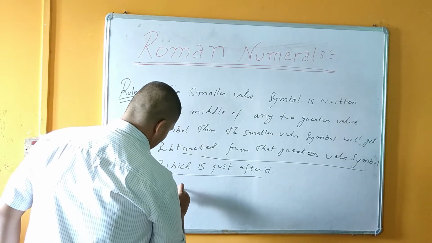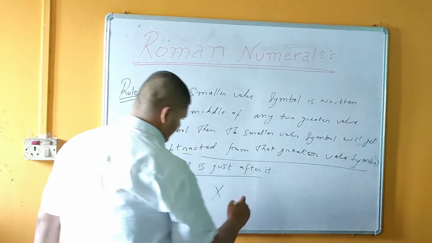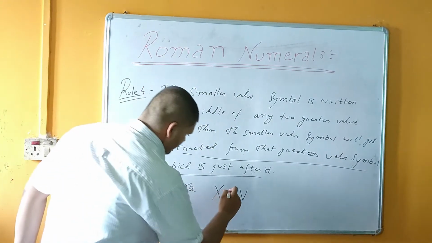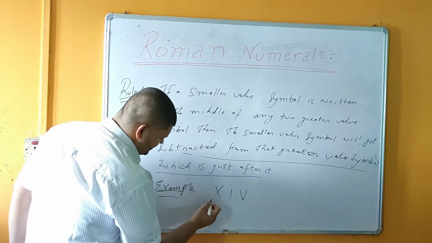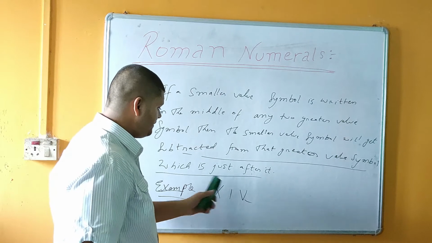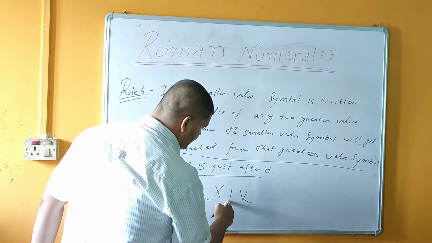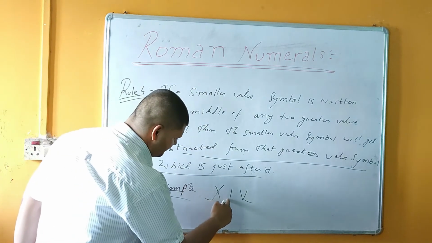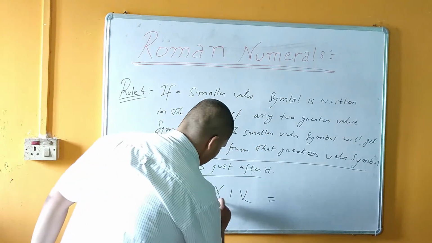Here I am taking an example. Suppose I am taking X and V. These are the two symbols, and one more symbol I am taking in the middle, I. Here this is a greater value symbol, this is also a greater value symbol, but exactly in the middle you have a smaller value symbol. This smaller value symbol will get subtracted from the symbol which is just after it. Just after it means this symbol is just after it.